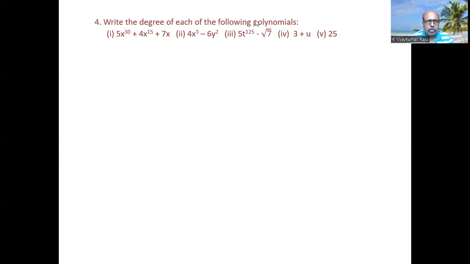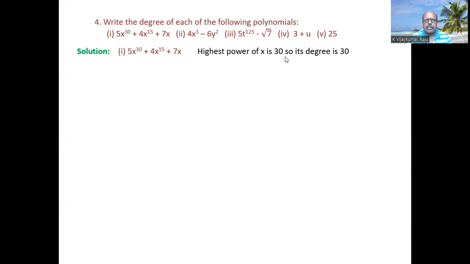Find the degree of each of the following. Degree is what? The highest power of the variable in the particular given expression. So see this one, what is the highest power here? Here 1, 15, 30. So the highest power is 30, so degree is 30. Highest power of x is 30, so degree is 30.